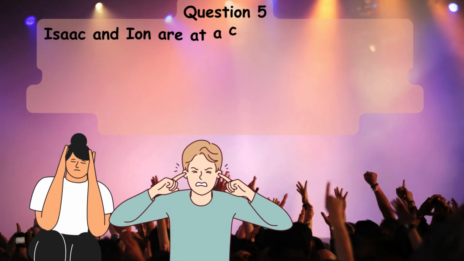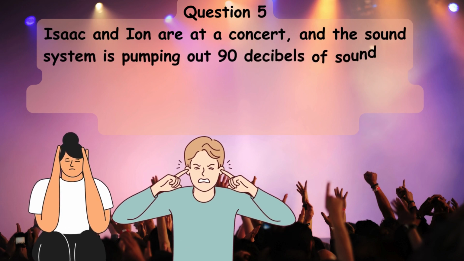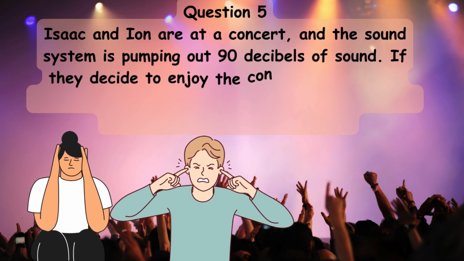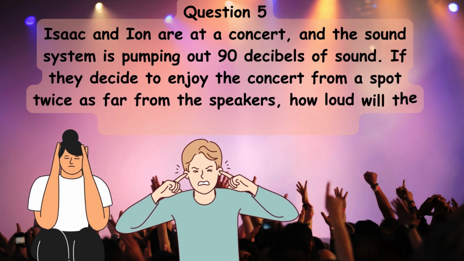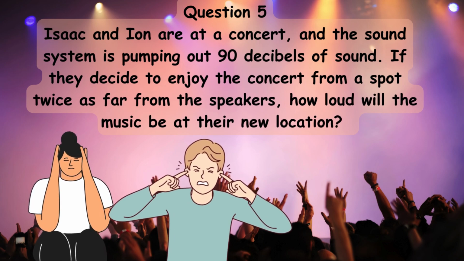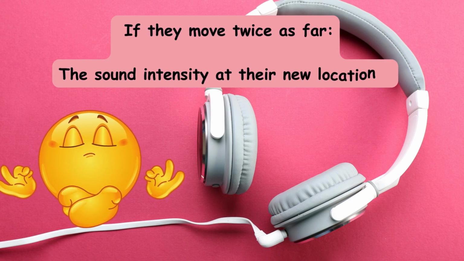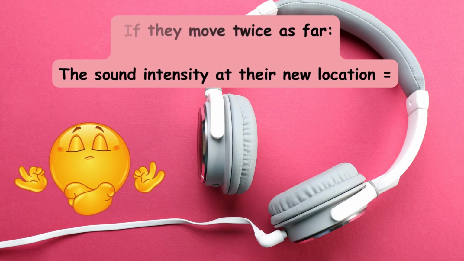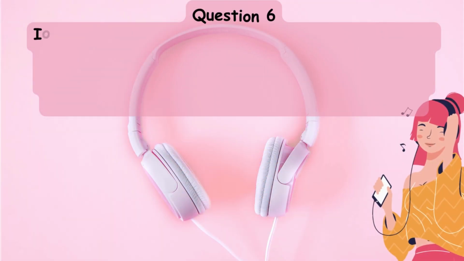Question 5. Isaac and Ion are at a concert, and the sound system is pumping out 90 decibels of sound. If they decide to enjoy the concert from a spot twice as far from the speakers, how loud will the music be at their new location? If they move twice as far, the sound intensity at their new location will be equal to 90 decibels times 1/4, which equals 22.5 decibels.